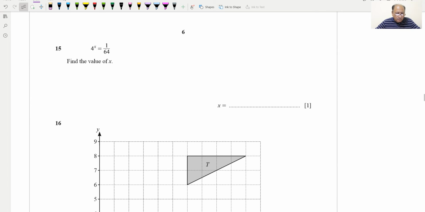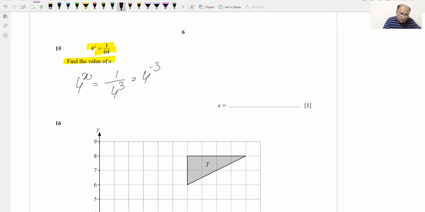Now question number 15, it is an indices question. Find the value of x. So we can rewrite it as 4 raised to the power x, and this will be written as 1 over 4 raised to the power 3. 4 raised to the power 3 is equal to 64, which we can rewrite as 4 raised to the power minus 3. When we change denominator to numerator, its power will change sign.